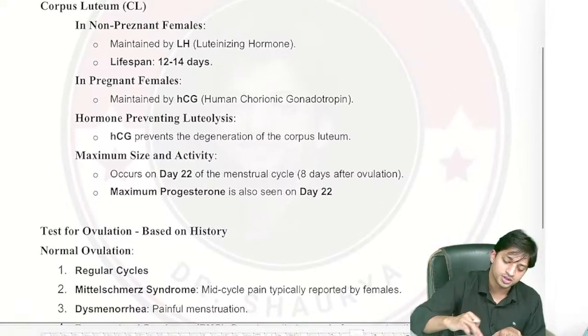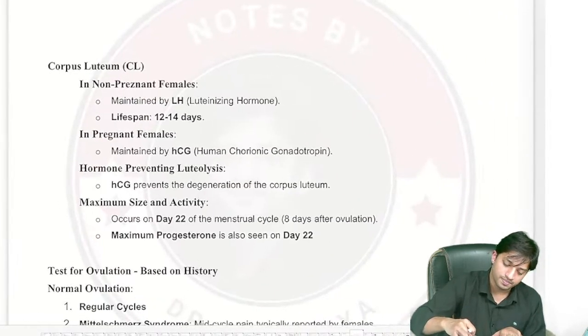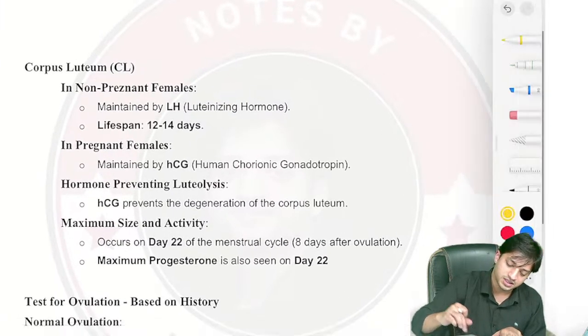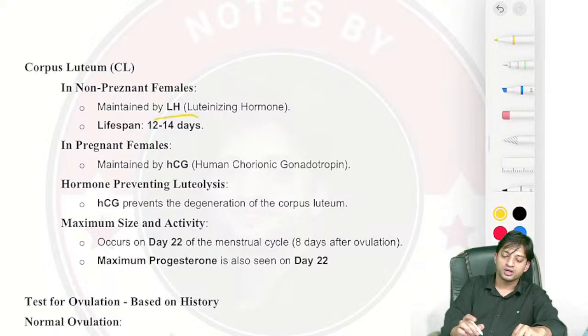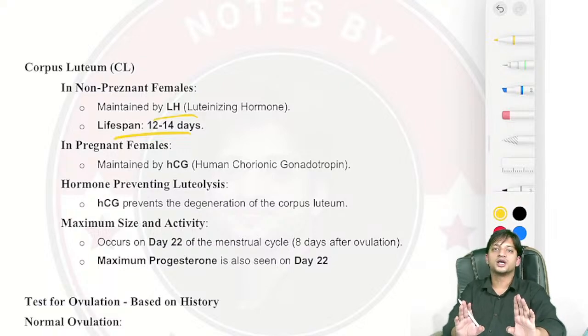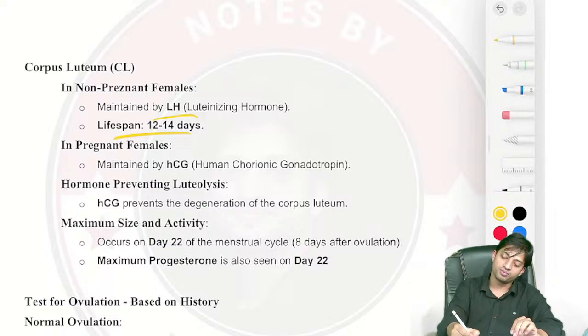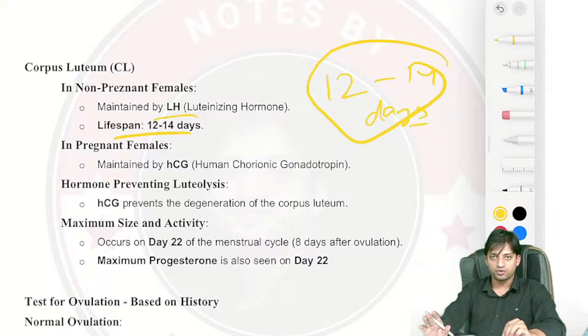Now, coming here to the corpus luteum. You already know what happens in the corpus luteum. The corpus luteum is maintained by the luteinizing hormone LH, right? The lifespan of the corpus luteum in a non-pregnant female, a female who has not conceived, with a regular menstrual cycle, is 12 to 14 days, right? It will survive only for 12 to 14 days.